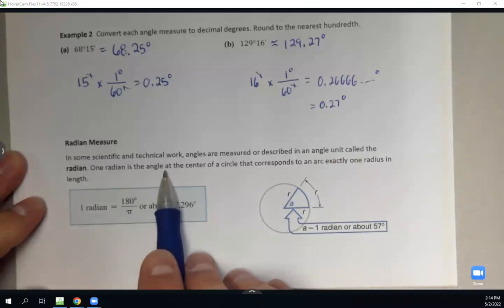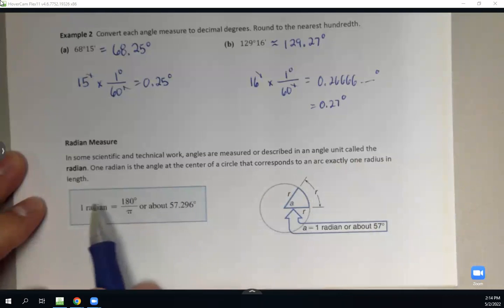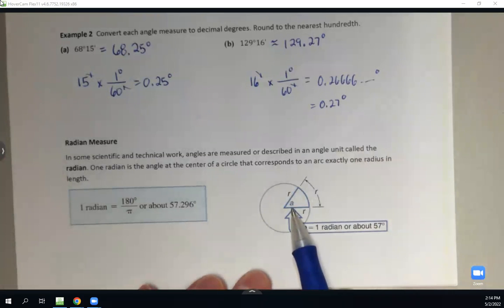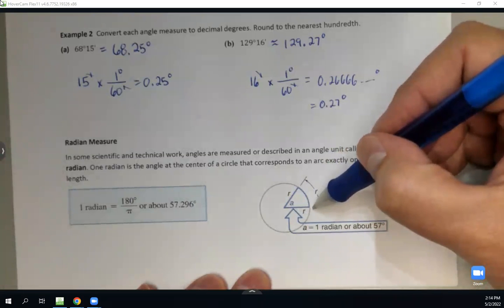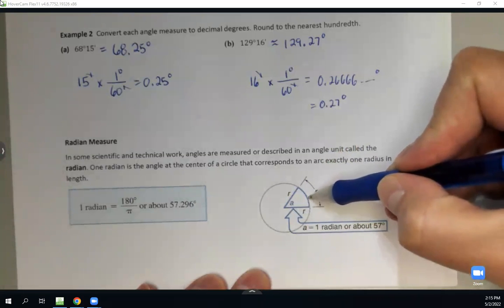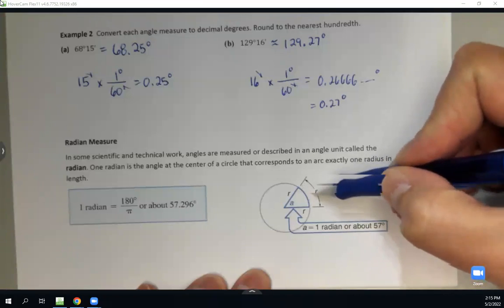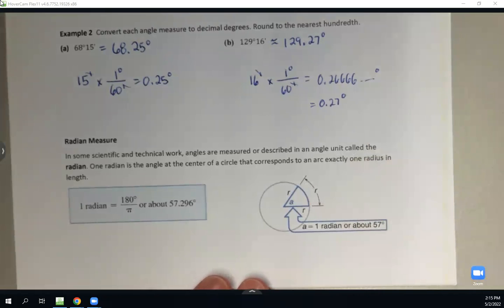1 radian is the angle at the center of a circle that corresponds to an arc exactly 1 radius in length. So that's kind of a weird definition, but that's the definition. If you look at this angle A in this figure, the radius of the circle here is R. If I measure that same distance R up around the circle, then the angle that's formed here is 1 radian. And it doesn't matter how big the circle is.